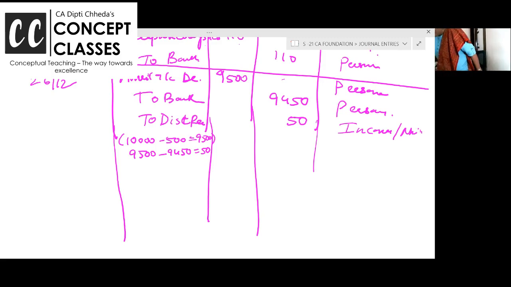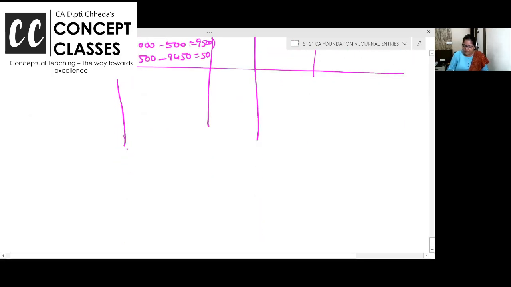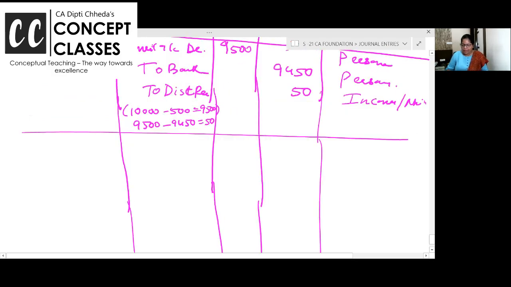Anyone is having any doubt in this entry? Ask. I have purchased goods of 10,000, 500 of goods I returned. Now I had to pay 9,500. So 9,450 I paid from the bank. Okay.